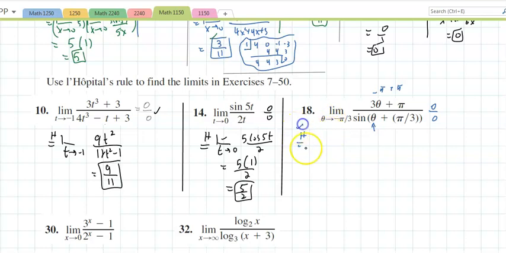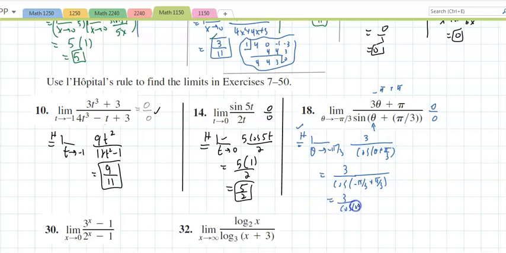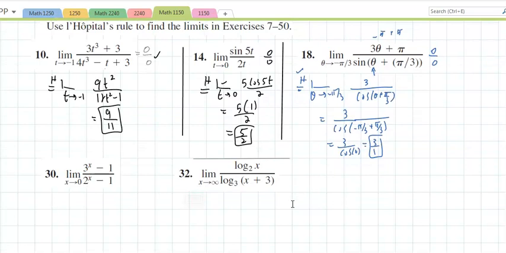Every time you use L'Hopital, make sure you put that h on. Theta approaches negative pi over 3. The top will be simply 3. The bottom will be the cosine of theta plus pi over 3. Substitute the negative in there. That's the cosine of negative pi over 3 plus pi over 3, which is the cosine of 0. And the cosine of 0 is 1. And there it is. A lot cleaner if it works straightforward.